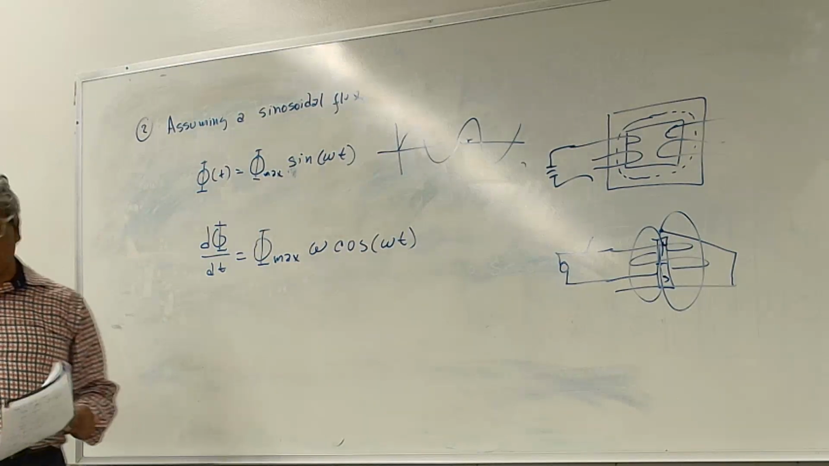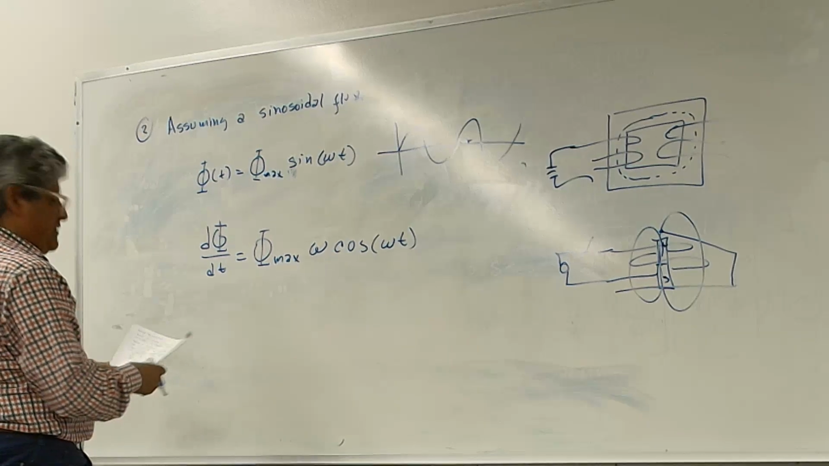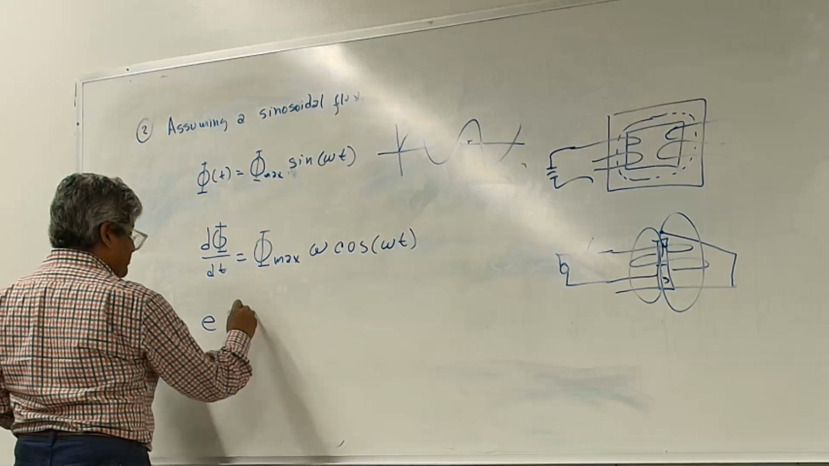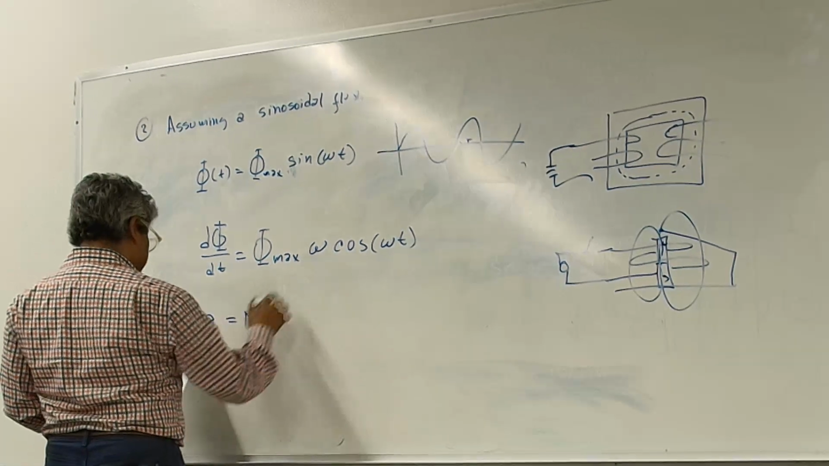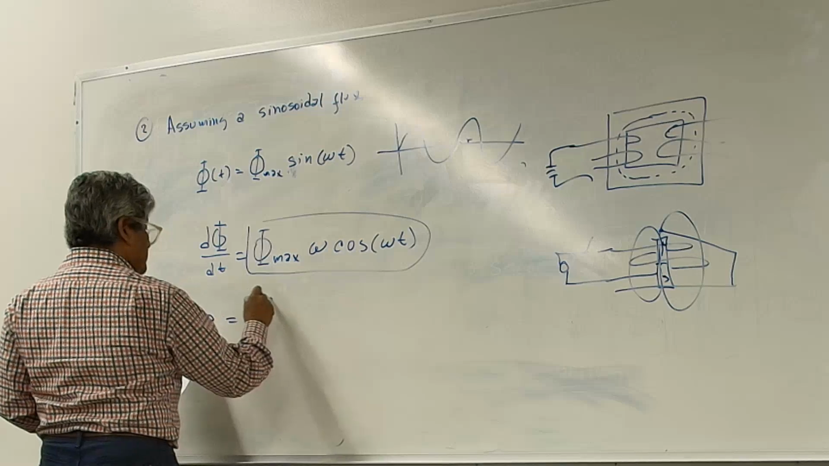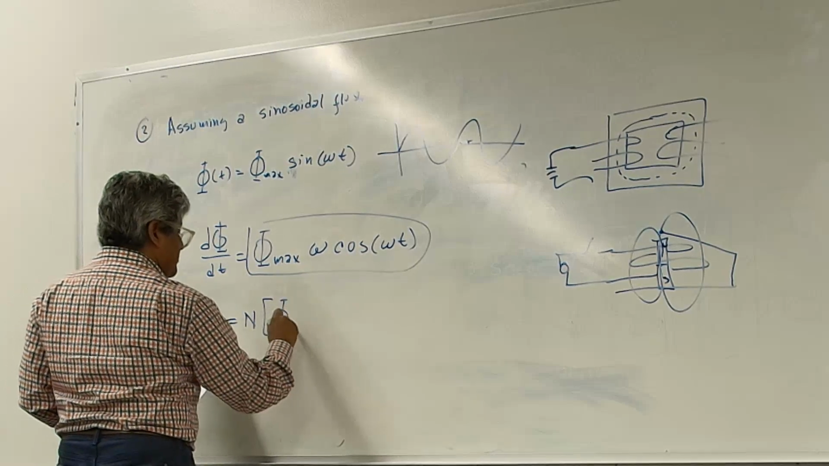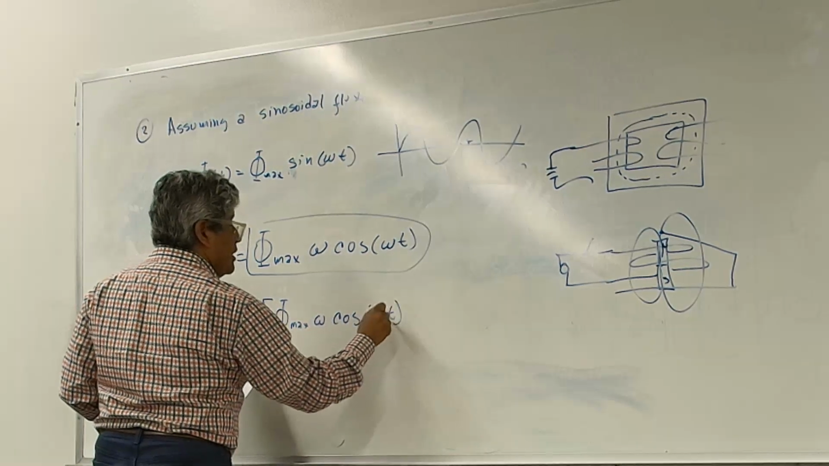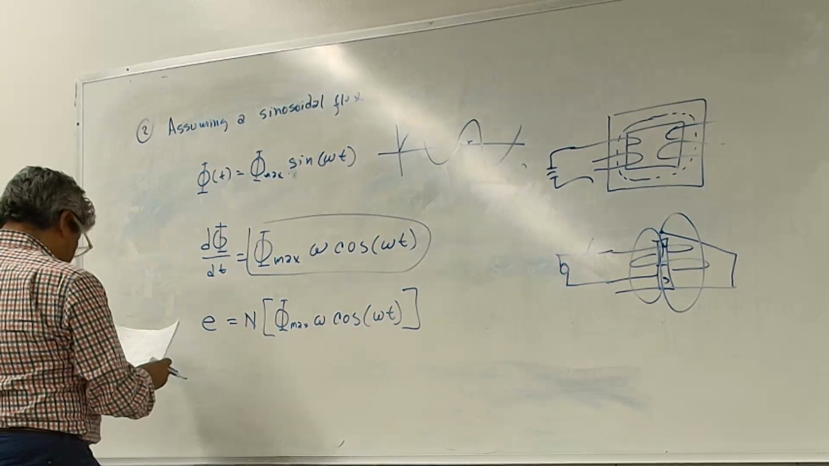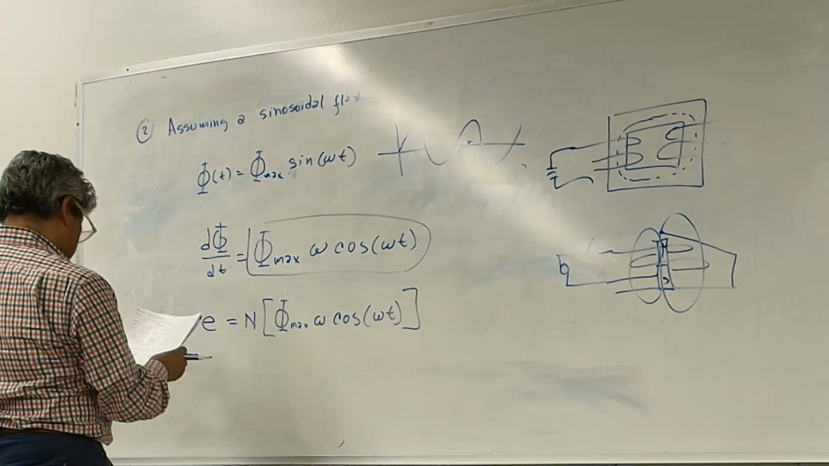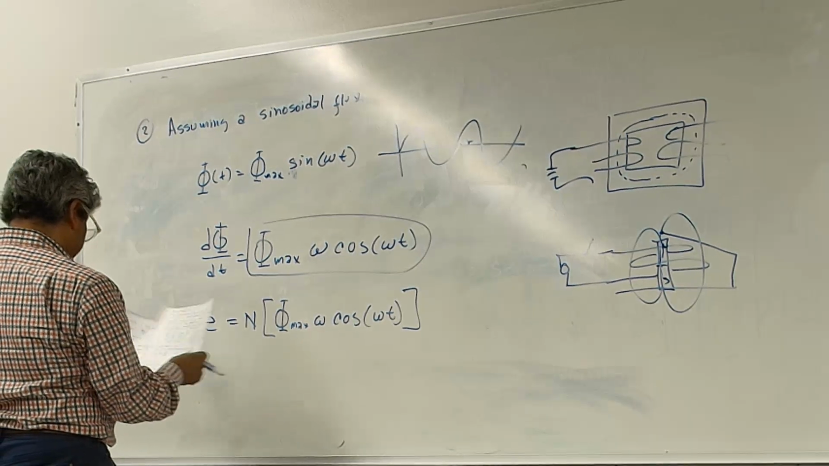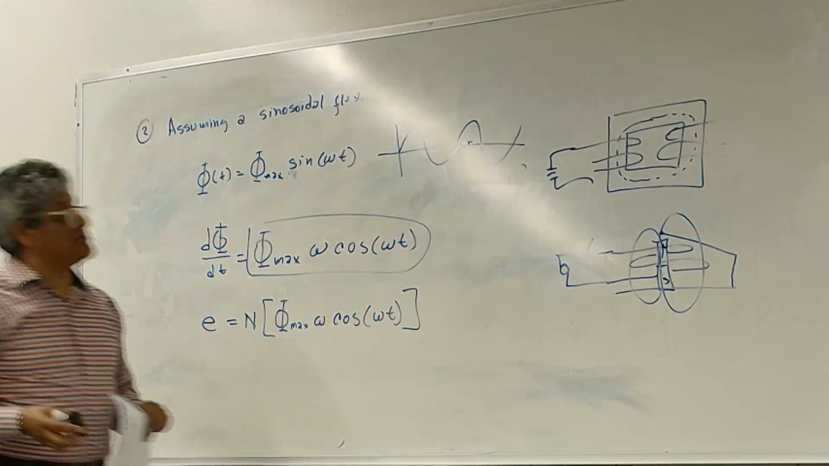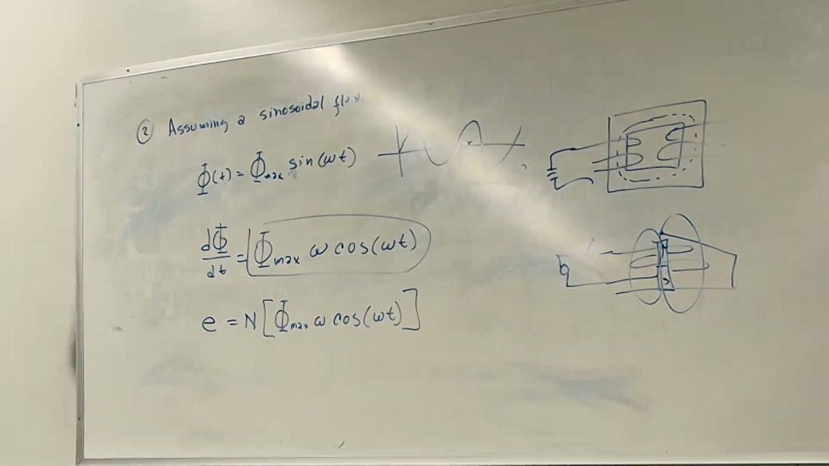So I can then rewrite the EMF equation as follows. E is equal to N, being the number of turns, times this right here, which is phi max omega cosine omega t. And with that, I can also write the flux density.